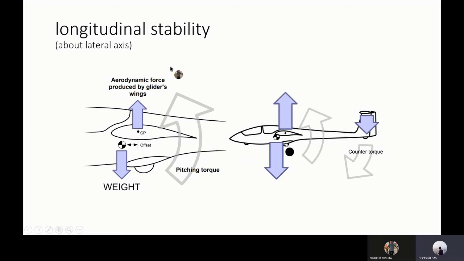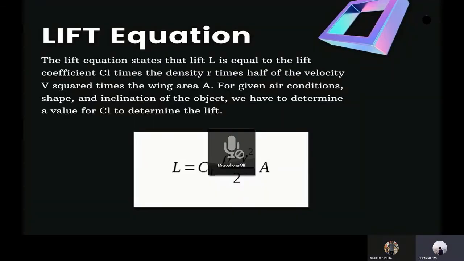So we design a plane such that the torque produced by these two forces is balanced by another force. Here you can see the net torque about CG is 0. So how do we estimate the lift force? For that we need the lift equation, which states that L equals CL rho V square A upon 2.